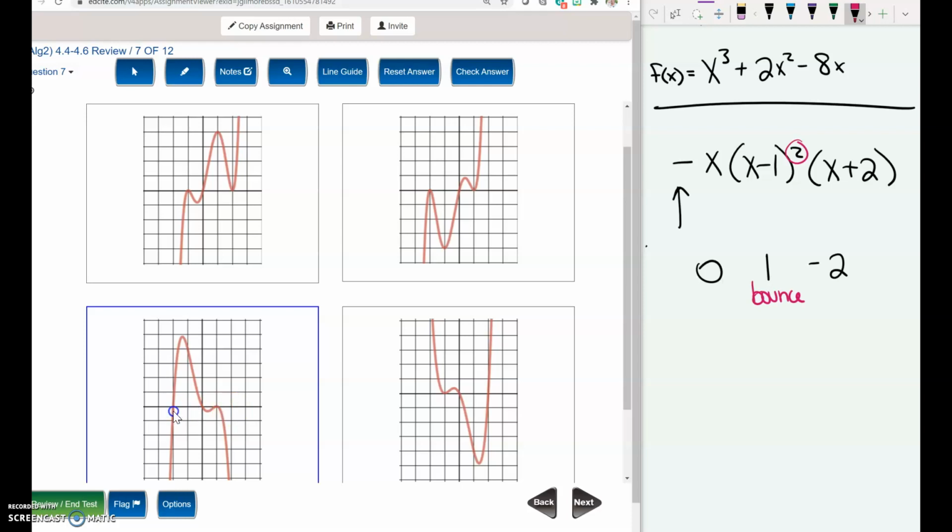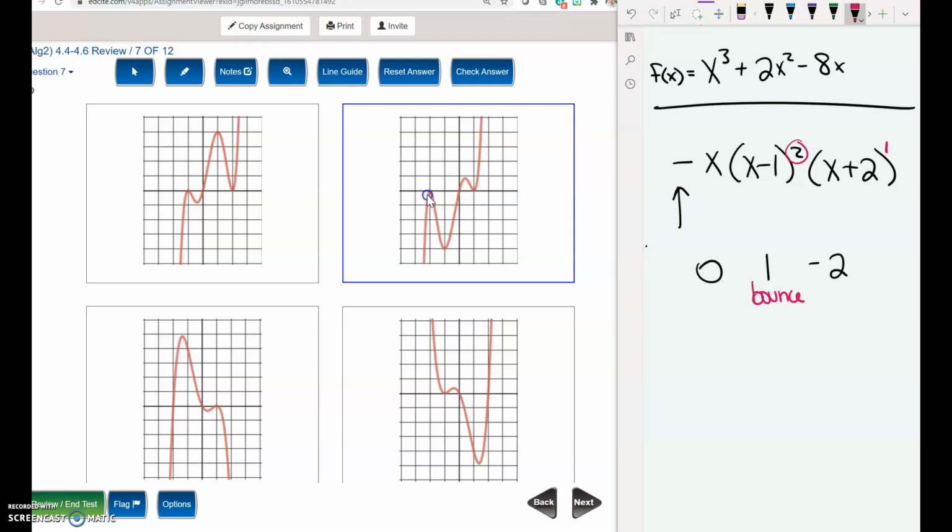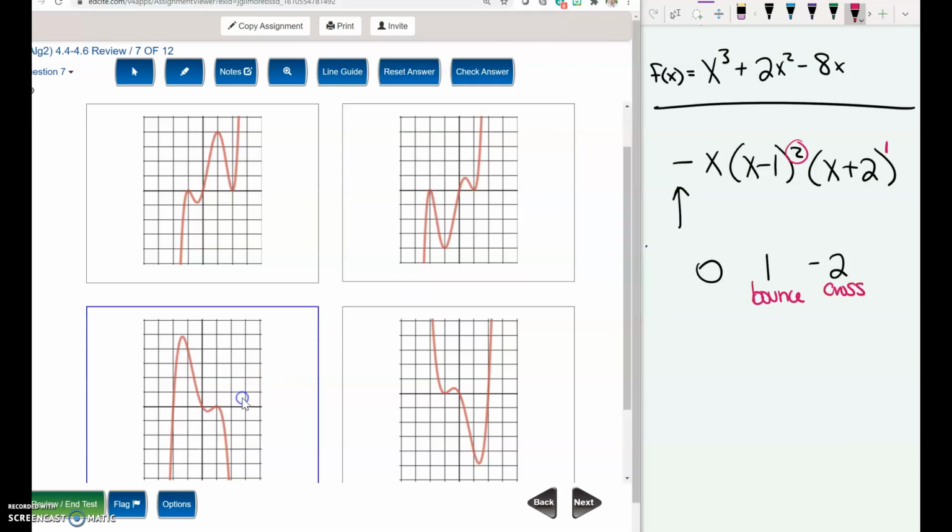They all go through 0, at +1, and at -2. The interesting thing about this one, which is not correct, is that it shows it bouncing at -2. And this has an exponent of 1, which means it should cross at -2, not bounce. So that's the key difference there. The other ones have x-intercepts at -1, 0, and 2, which is just backwards.